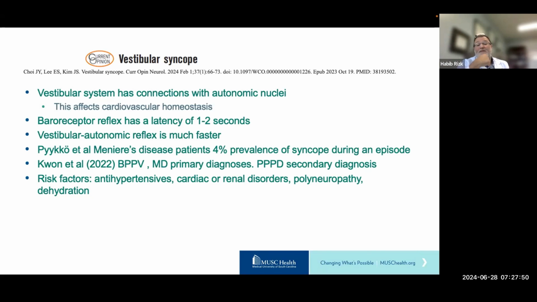Vestibular syncope has been reported in up to 4% of patients during a Meniere's episode. It's been reported with BPPV and with 3PD as a secondary diagnosis. There are certainly risk factors. Older patients on antihypertensives or with cardiac or renal disorders are more likely to describe that.